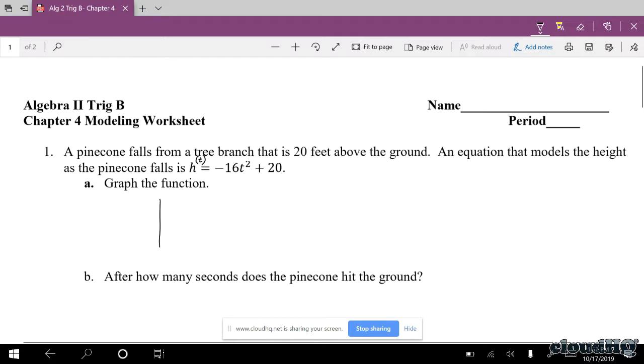So when we graph this, our x-axis is our t, our time. And our y-axis, or our h of t-axis, is our height. And that's measured in feet.